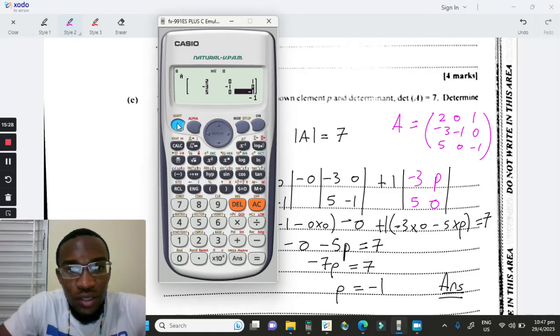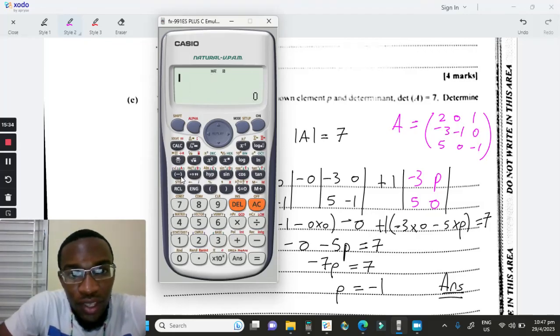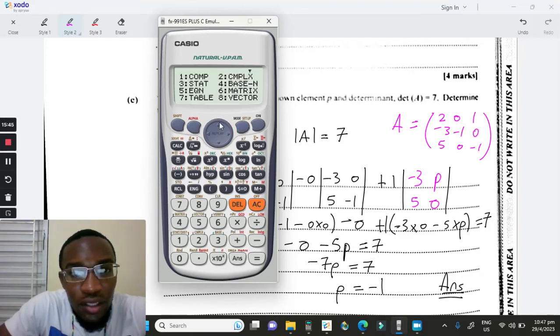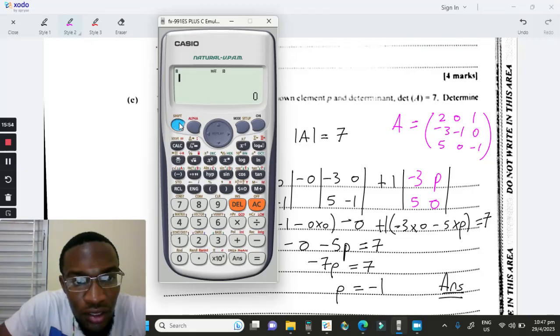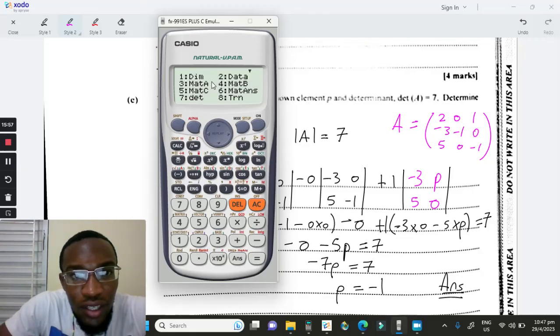Now that it's stored, what are we trying to do? We're trying to evaluate now the determinant. Where's the determinant symbol again? It's somewhere here. This is just to check back the answer. Let me see, determinant. Shift then 4, and I want to find the determinant. Press 7. Determinant of the matrix that we just stored. Was it matrix A? I think it was matrix A.